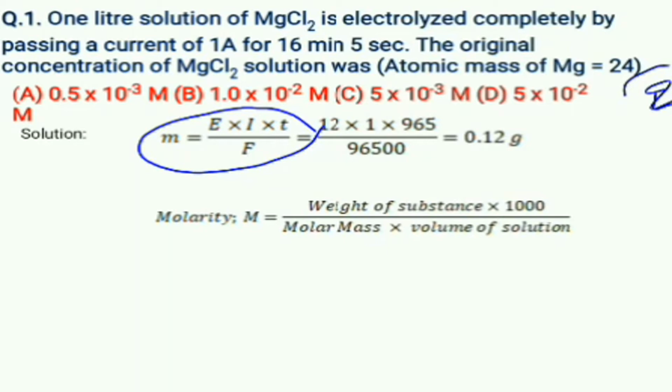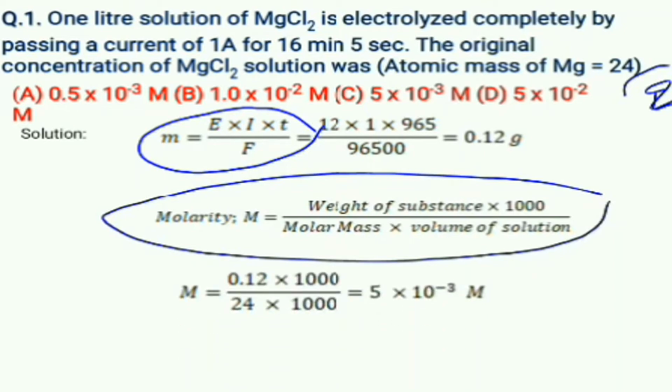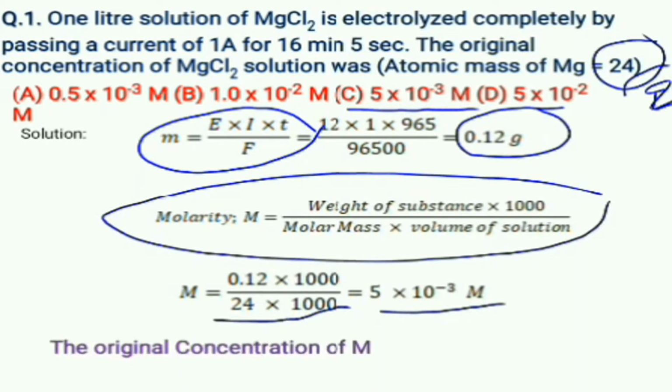But they want the original concentration of magnesium chloride. So you remember when we discussed the mole concept in the last video, in that molarity equation, M is equal to weight of substance into 1000 divided by molar mass into volume of solution. So here weight of substance we have calculated as 0.12 gram into 1000, divided by molar mass, which they have given as 24, into 1000. That's equal to 5 into 10 raised to minus 3. So the correct option is 5 into 10 raised to minus 3 M, option C.